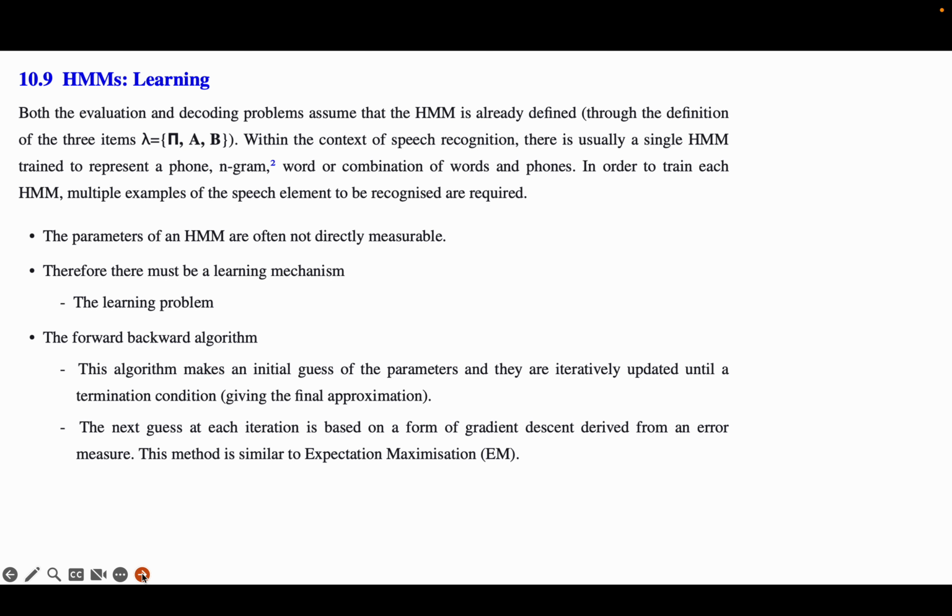The next guess for each iteration is usually based on the method of gradient descent derived from some error method similar to expectation maximization. So if you have not had any pattern recognition, gradient descent is one of the classic and perhaps most straightforward methods where you're basically looking at error functions and you're minimizing the error functions by trying to find an absolute minimum.